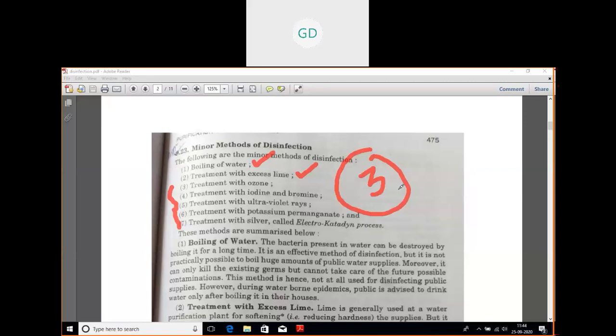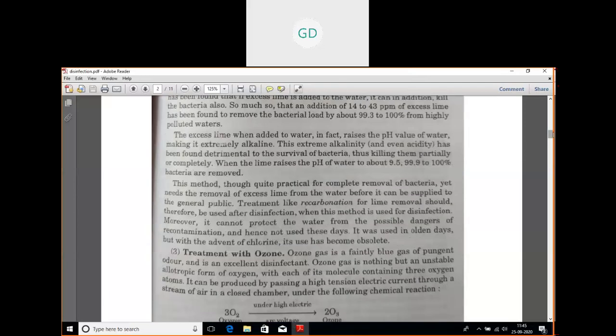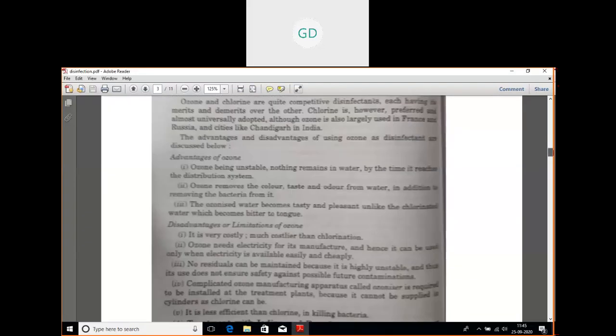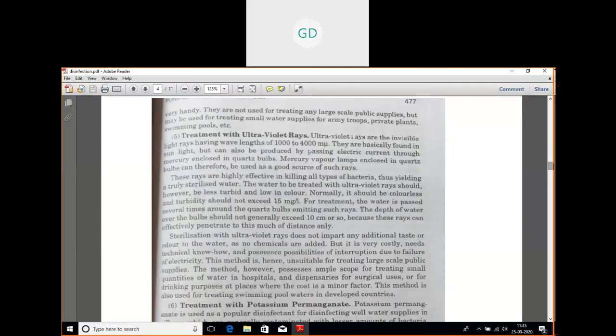You should know the methods, because besides chlorine, what are the other methods of disinfection? You should at least know the names of all, and then you should write about three points. Like this you write in your copy. Next is, I will not discuss the whole one. It is already written, everything is given in the notes. You can write it down by yourself. Select the important points and then write them down.